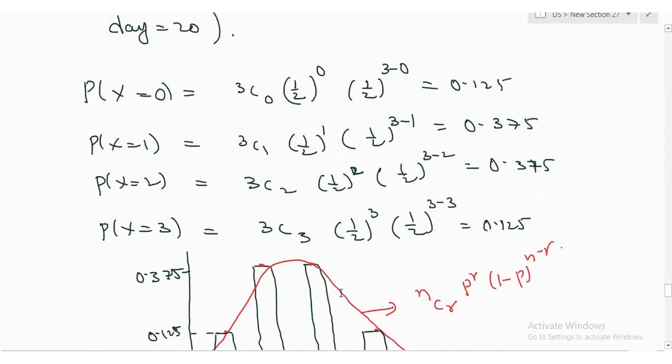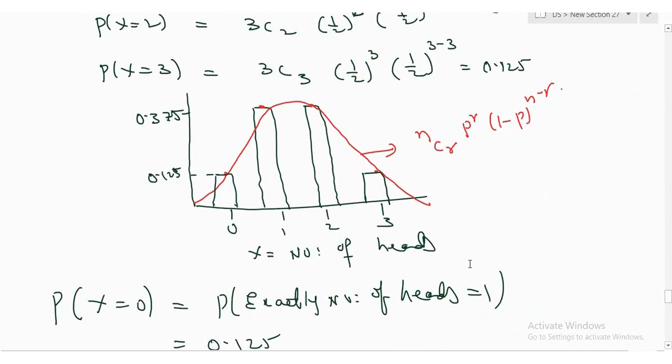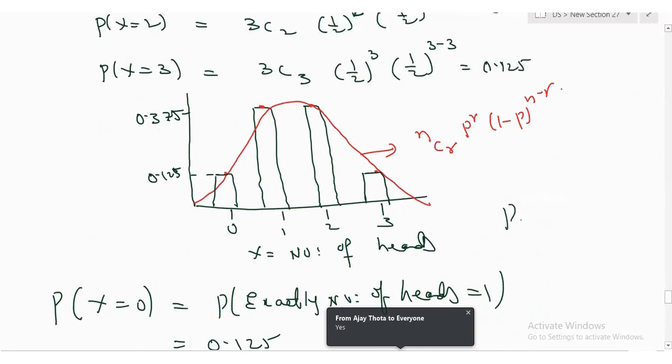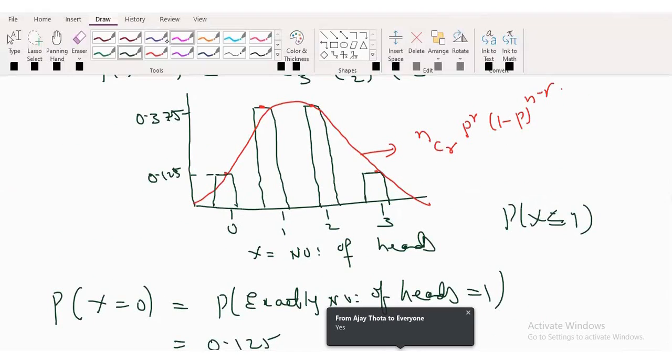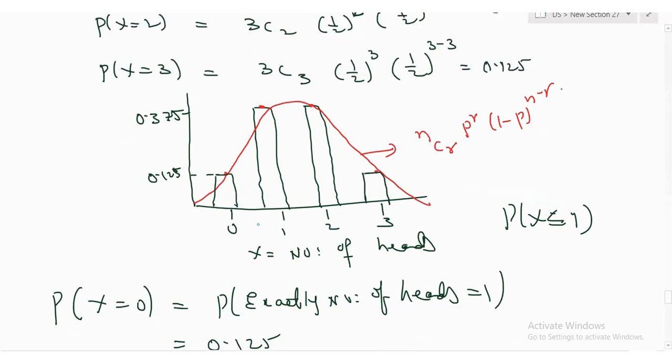Which is nothing but, if I look at less than, let's say someone asked probability of x less than or equal to 1. What is the meaning of this? Add all these probabilities. Yes or no? Probability of x equal to 0 plus probability of x equal to 1. Whatever the probability is up to this, that is the probability of x less than or equal to 1. You guys are understanding the language or not? Very, very important, these concepts.